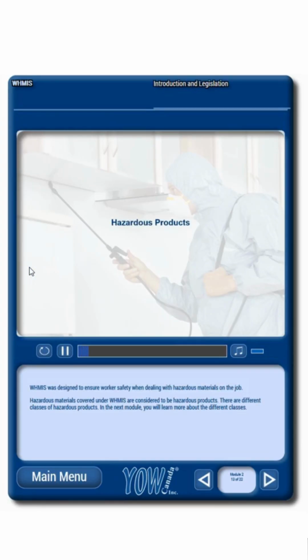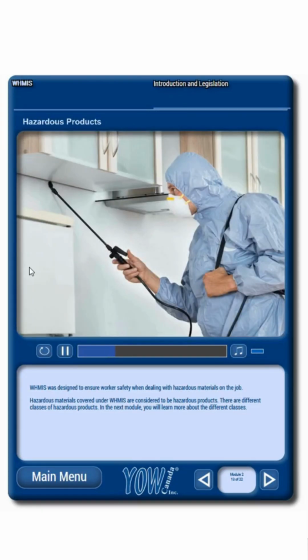Hazardous products. WHMIS was designed to ensure worker safety when dealing with hazardous materials on the job. Hazardous materials covered under WHMIS are considered to be hazardous products. There are different classes of hazardous products. In the next module, you will learn more about the different classes.